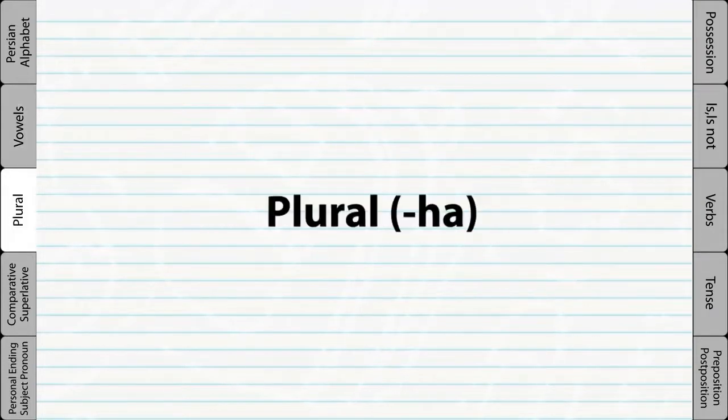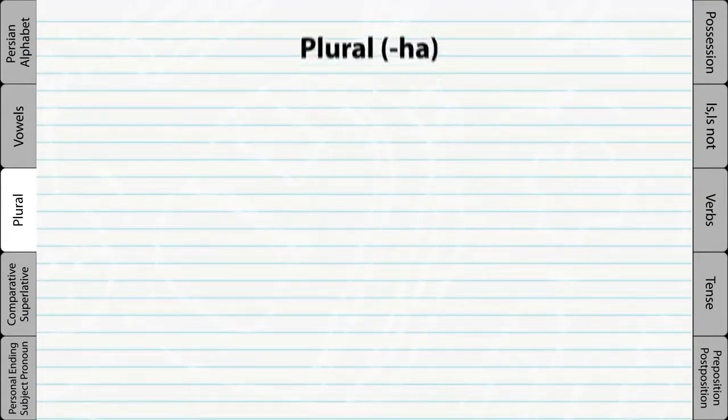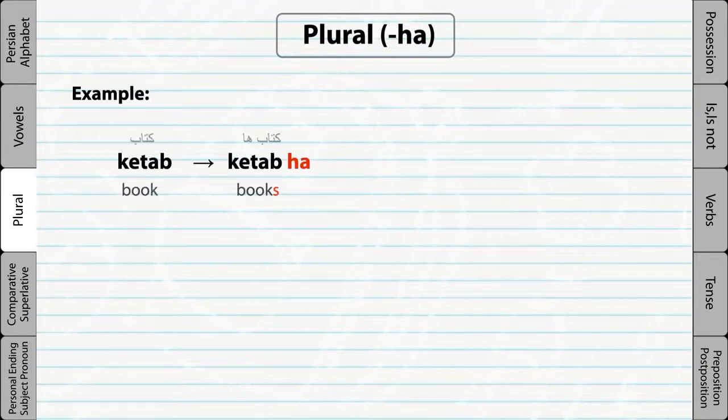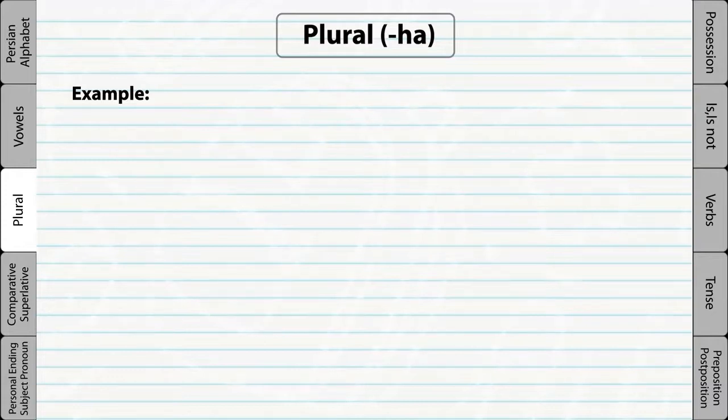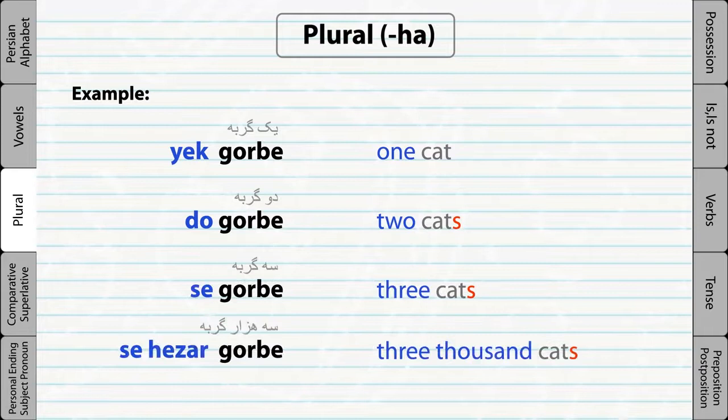Plural. Plural is very simple in Persian. By simply adding ha at the end of a word, you can make the word plural. For example, and like English, when you say 2 cats in Persian, you don't have to make the word cat plural.